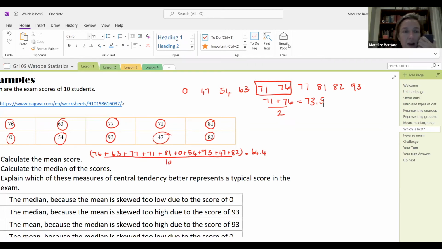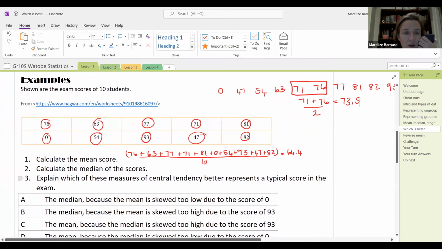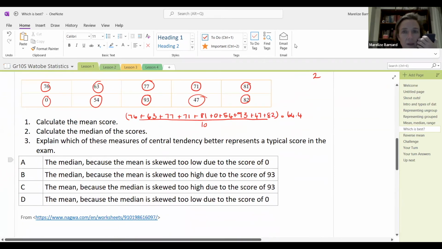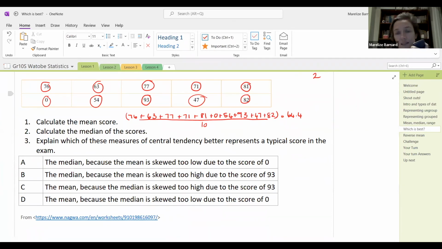Okay, now which one of these is true? Explain which of these measures of central tendency. So central tendencies, mean, median, mode, those ones, better represents a typical score in the exam. So if you looked at your mean and you looked at your median, which of those gives you a very good idea of how these people scored on their exam?